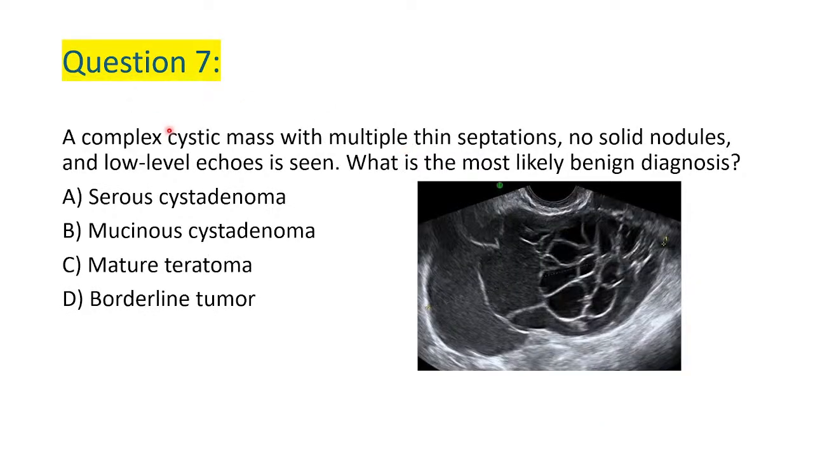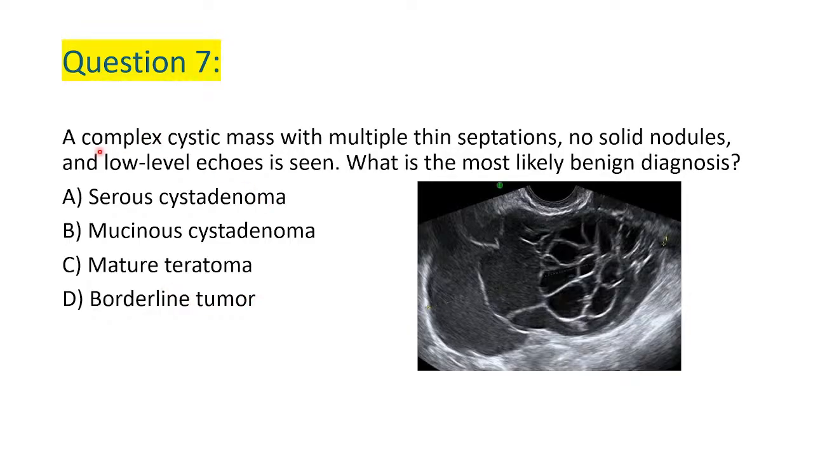Question number 7. A complex cystic mass with multiple thin septations, no solid nodules, and low-level echoes is seen. What is the most likely benign diagnosis? That's the mass, the ovarian lesion that we have here. What is the most likely diagnosis? A. Serous cystadenoma. B. Mucinous cystadenoma. C. Mature teratoma. D. Borderline tumor.